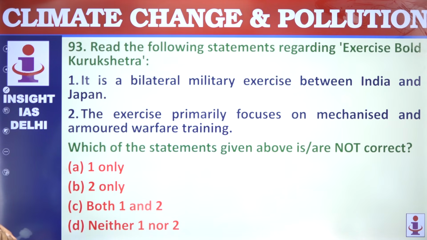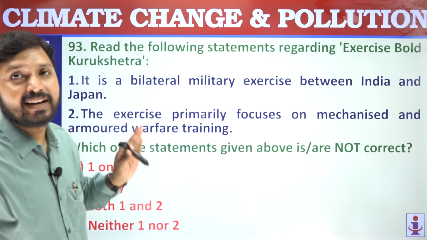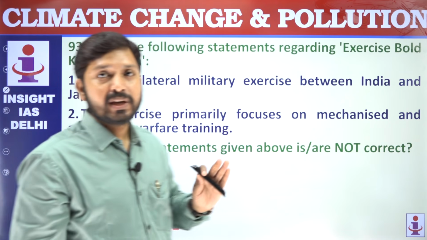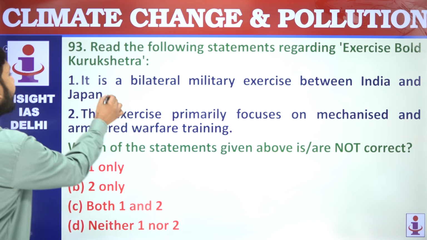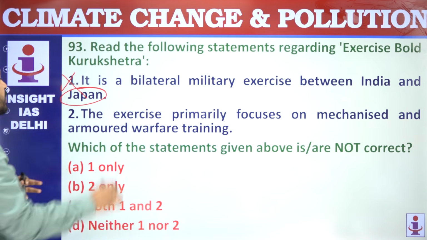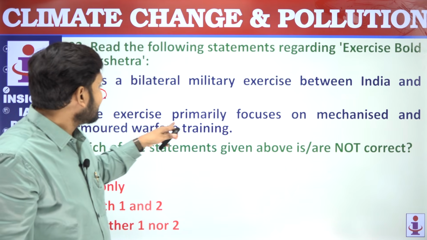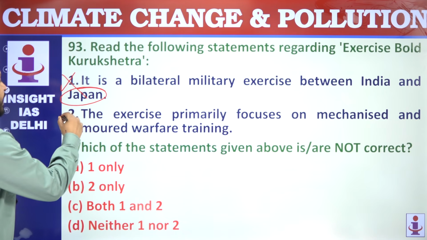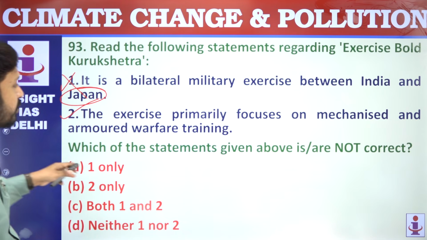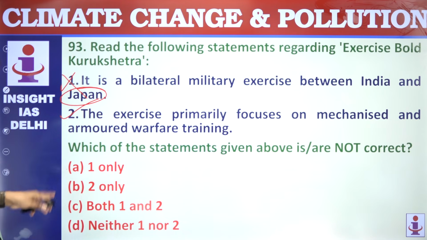Next one. Read the following statements regarding exercise Bold Kurukshetra. It is a bilateral military exercise between India and Japan. No, it is not Japan, it is Singapore. So wrong option. The exercise primarily focuses on mechanized and armored warfare training. Yes, this is the right statement. Okay, so they are asking not correct. So which of the following is not correct?